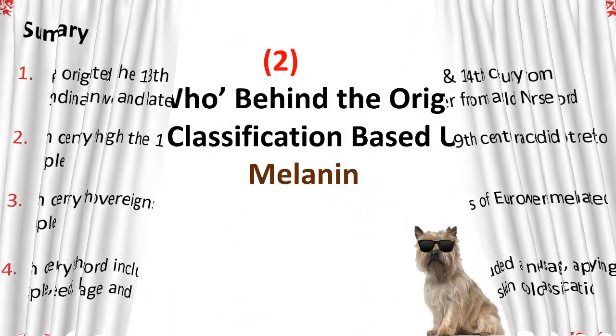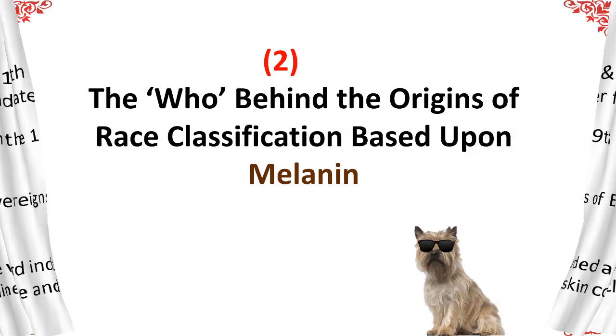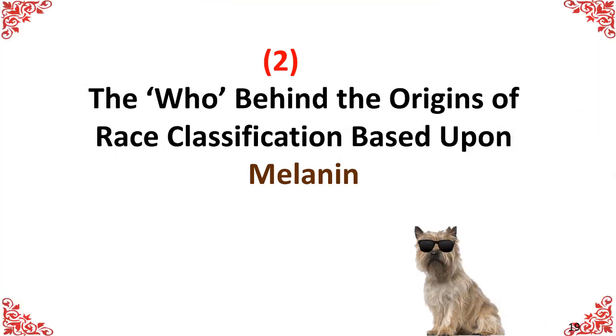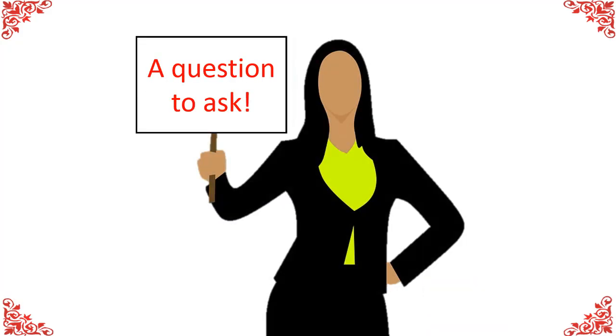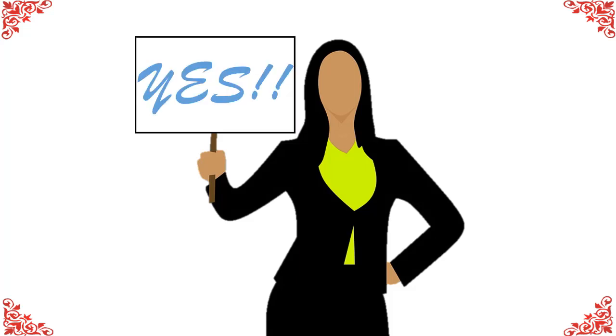Who's responsible for classifying people based upon their hue or their melanin and other physical characteristics? So a question to consider is, can the origin of classifying people by melanin be traced back to an individual or an individual representing a specific group? Our answer? Emphatically, yes. Now, of course, for this to have occurred, the individual must have been in a position of influence and his peers in a position of authority.